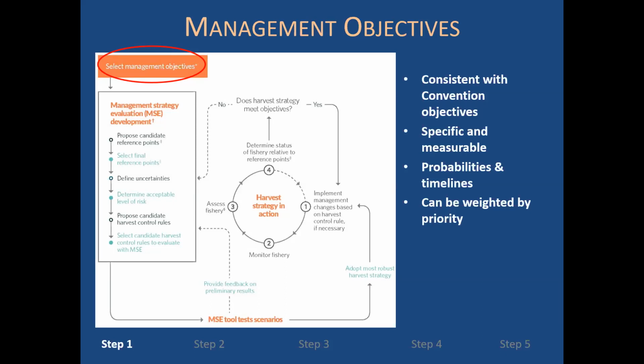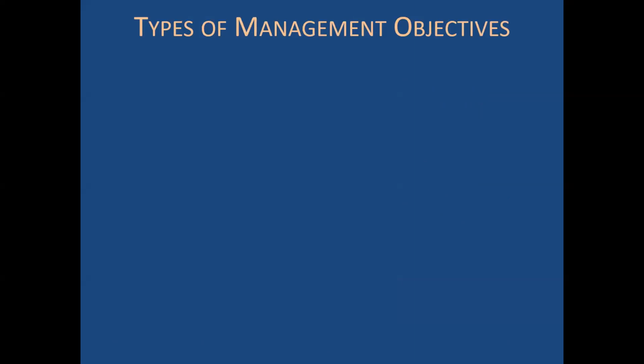But for management objectives in a harvest strategy context, we're going to take it to the next step by making specific and measurable objectives, by including probabilities and timelines. For example, we want to achieve BMSY with 75% probability by 2025. So to have much more specific and measurable objectives. And importantly, you can also weight the objectives by priority. And so here are some examples of the 4 main categories of management objectives. And so these would be the 4 categories that you could decide on a weighting of.